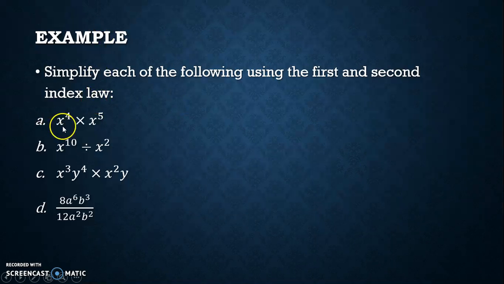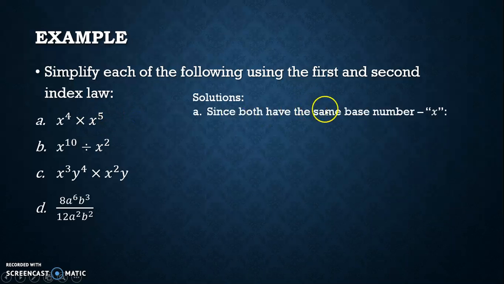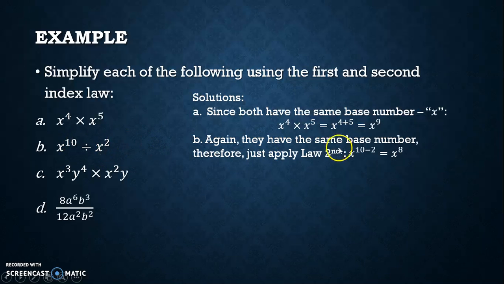Now, x to the power of 4 times x to the power of 5 should equal, since they have the same base x, x to the power of 9. When you divide x to the power of 10 by x to the power of 2, again they have the same base. It should equal their indices, their exponents, subtracting the second from the first. So it's x to the power of 8.